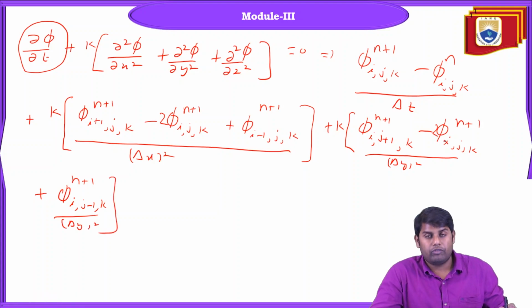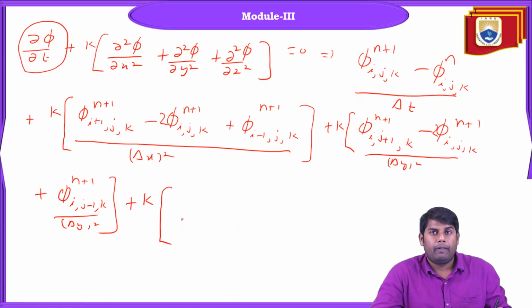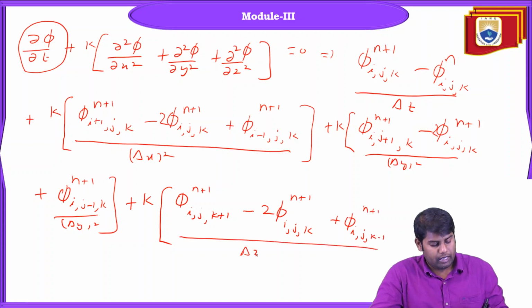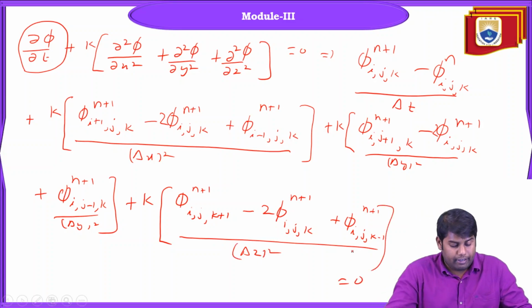Okay, so this is an extension of this, plus k. So we have phi of i, j, k plus 1 to the power of n plus 1, minus 2 phi of i, j, k to the power of n plus 1, plus phi of i, j, k minus 1 to the power of n plus 1, divided by delta z squared, equal to 0. So this is what we have.